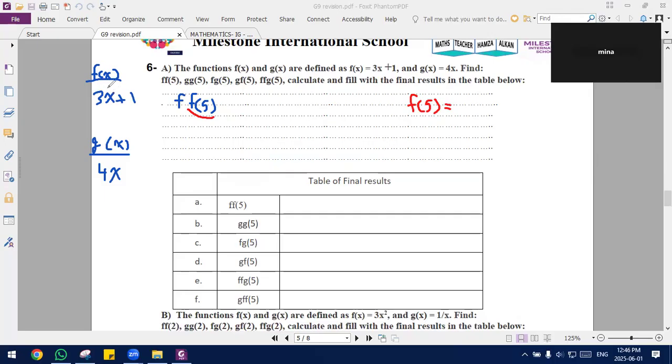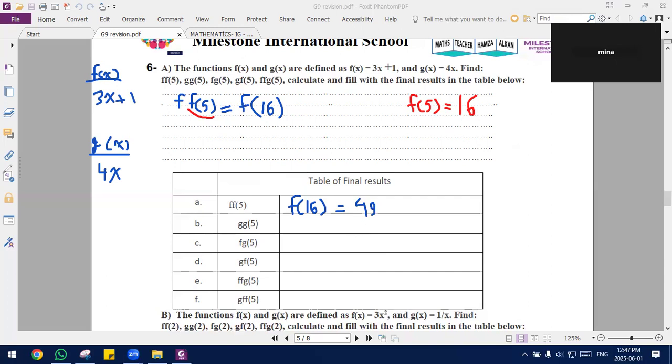So 3 times 5 is 15, plus 1, 16. Okay, so f5 is 16. Now we change f5 by 16. So now we write this is equal to f16. Let me write the answer here now. How do you solve f16? We said f is a function, so you do it again. 16 times 3 is 48, plus 1, 49. Perfect.